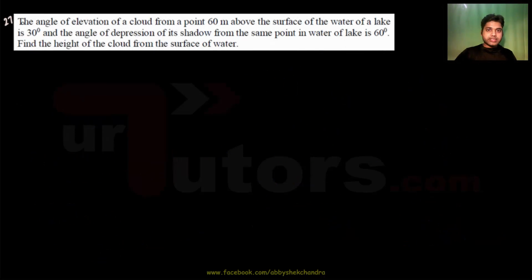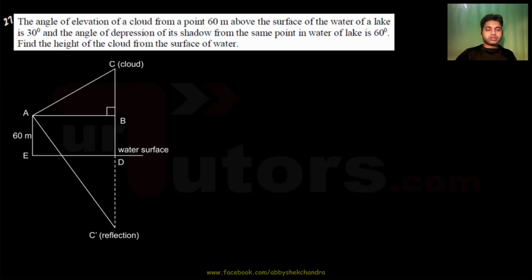Question 27, the second option. The angle of elevation of a cloud from a point 60 meters above the surface of the water of a lake is 30 degrees and the angle of depression of its shadow from the same point in water of lake is 60 degrees. Find the height of the cloud from the surface of water.